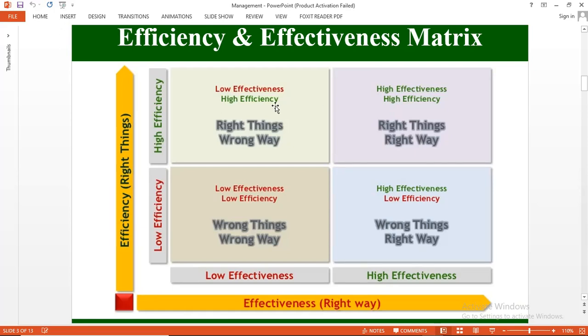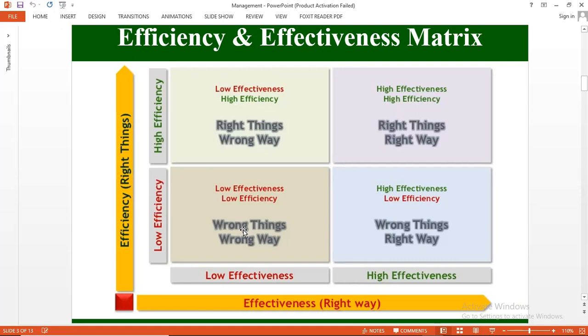Furthermore, we move toward the second quadrant, that is, low effectiveness and high efficiency. Here the right things but in the wrong ways would lie, because of the low effectiveness. So effectiveness would be low, but efficiency would be high. This is the right things, but in the wrong way.